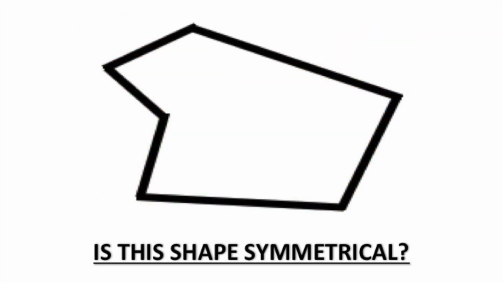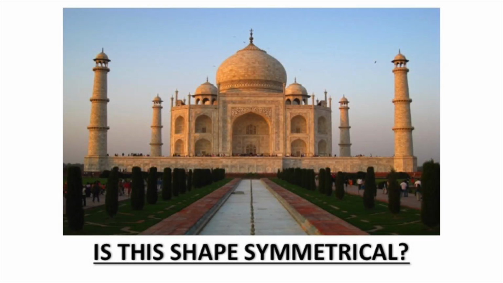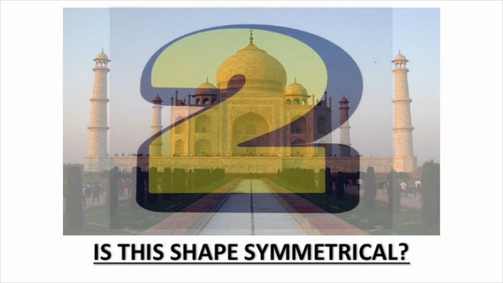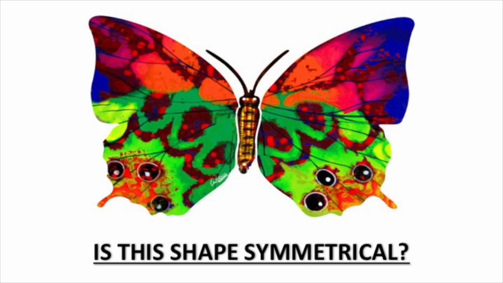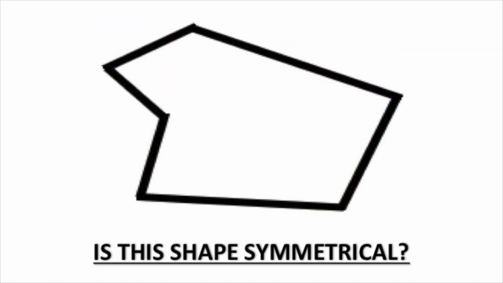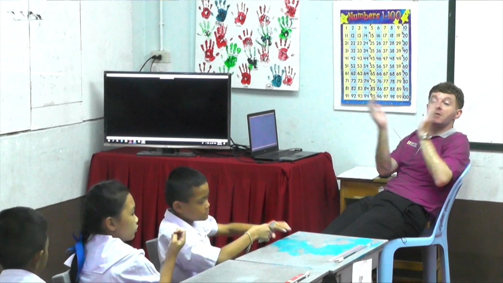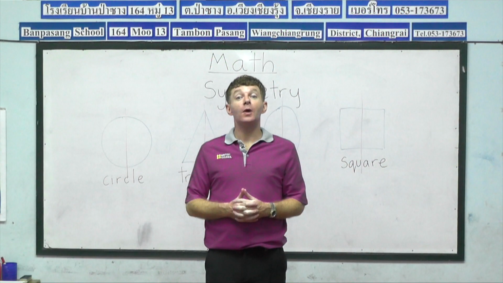And finally, is this shape symmetrical? No. So what do we say? Non-symmetrical. Let's practice one more time, the final few. Symmetrical. Non-symmetrical. Symmetrical. Non-symmetrical. Excellent, guys. Any questions? No. Big round of applause.